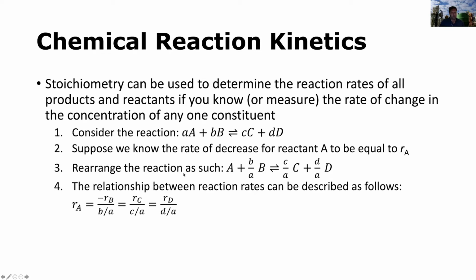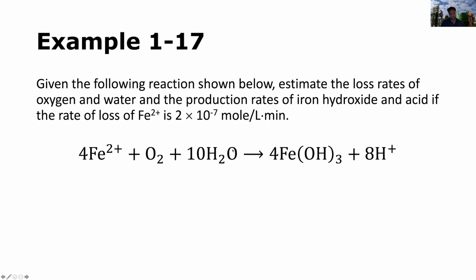If we rearrange the stoichiometry so that we divide everything by the coefficient of reactant A, we get A plus B over A, B is converted to C over A, C plus D over A, D. The relationship between the reaction rates can then be described as follows. The reaction rate for substance A is equal to negative R sub B divided by B's coefficient over A, and that's equal to the reaction rate of producing substance C, divided by the ratio C over A, etc. Let's do an example problem.